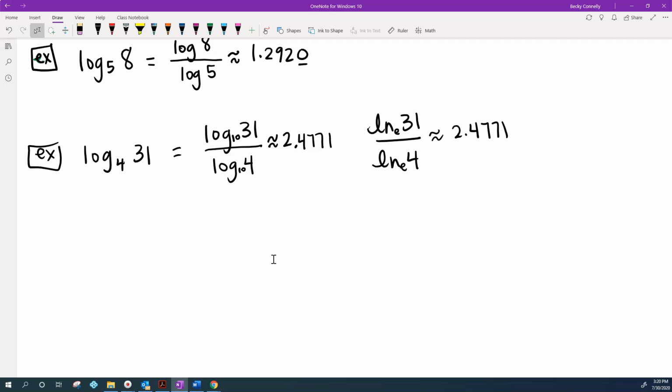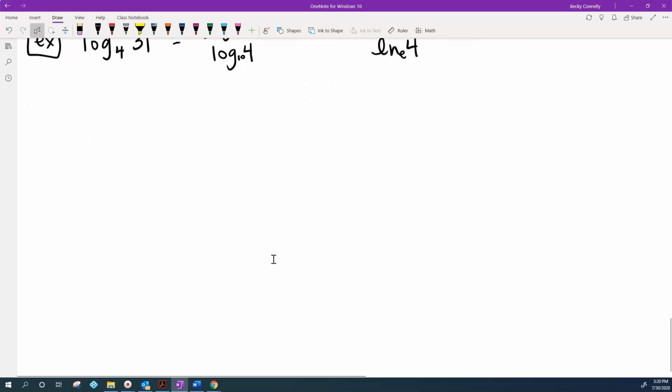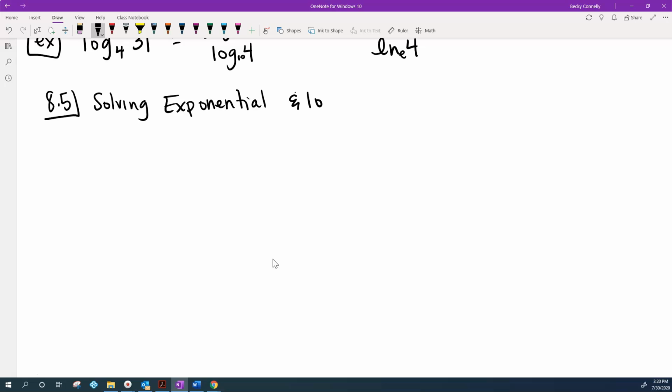All right, well, let's go to 8.5 now, because 8.5 I want to make sure that we spend enough time on, because now we're going to be talking about solving exponential and log equations. Okay, and so again, you're going to want to remember how to change an exponential to a log and a log to an exponential, because that's going to come up a lot in using this 8.5.